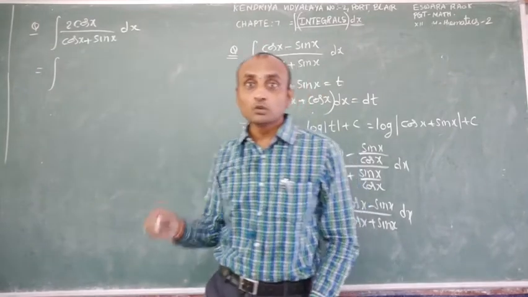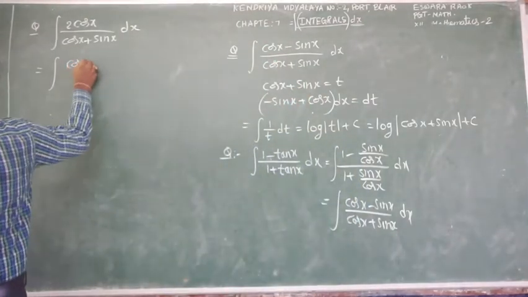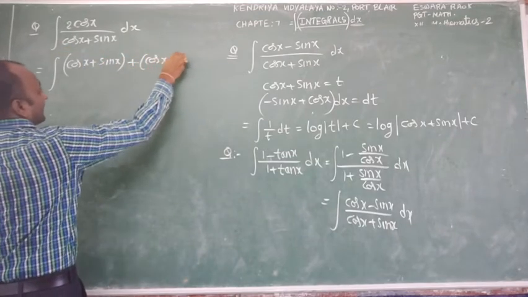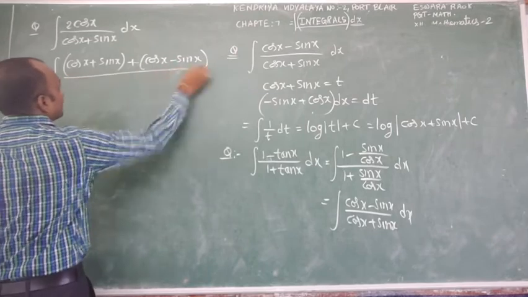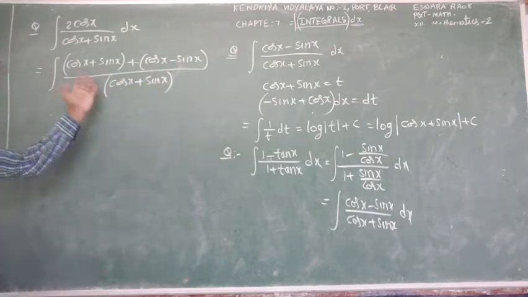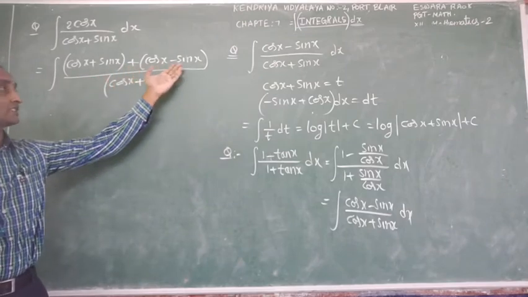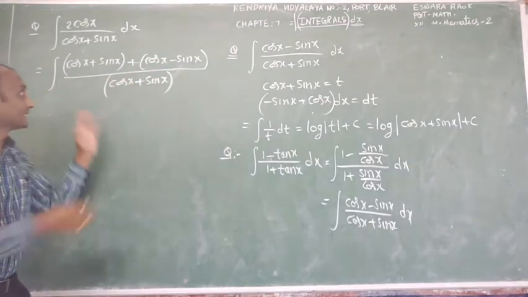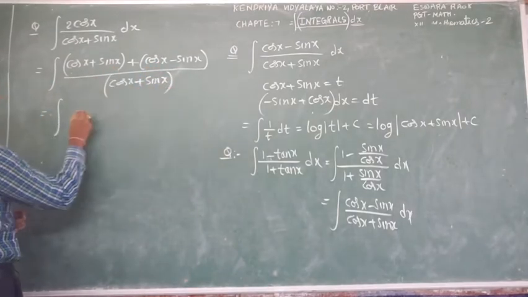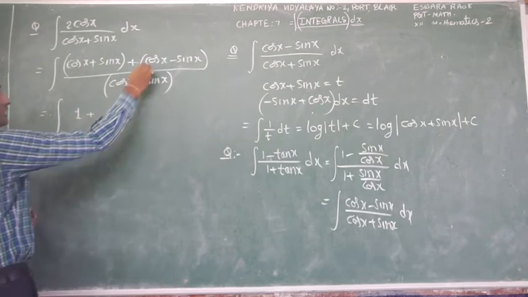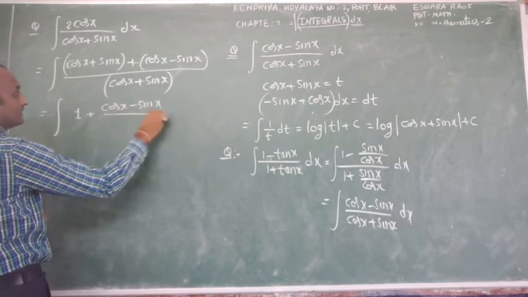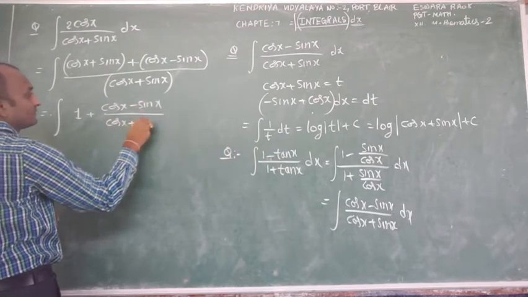What is that modification? Write 2 cos x as cos x plus sin x plus cos x minus sin x. So then it is cos x plus sin x plus cos x minus sin x by cos x plus sin x. Split the fraction. Cos x plus sin x by cos x plus sin x, both cancel, gives 1. Then cos x minus sin x by cos x plus sin x is the next fraction. This is splitting of fractions. Many times we use it in integration.